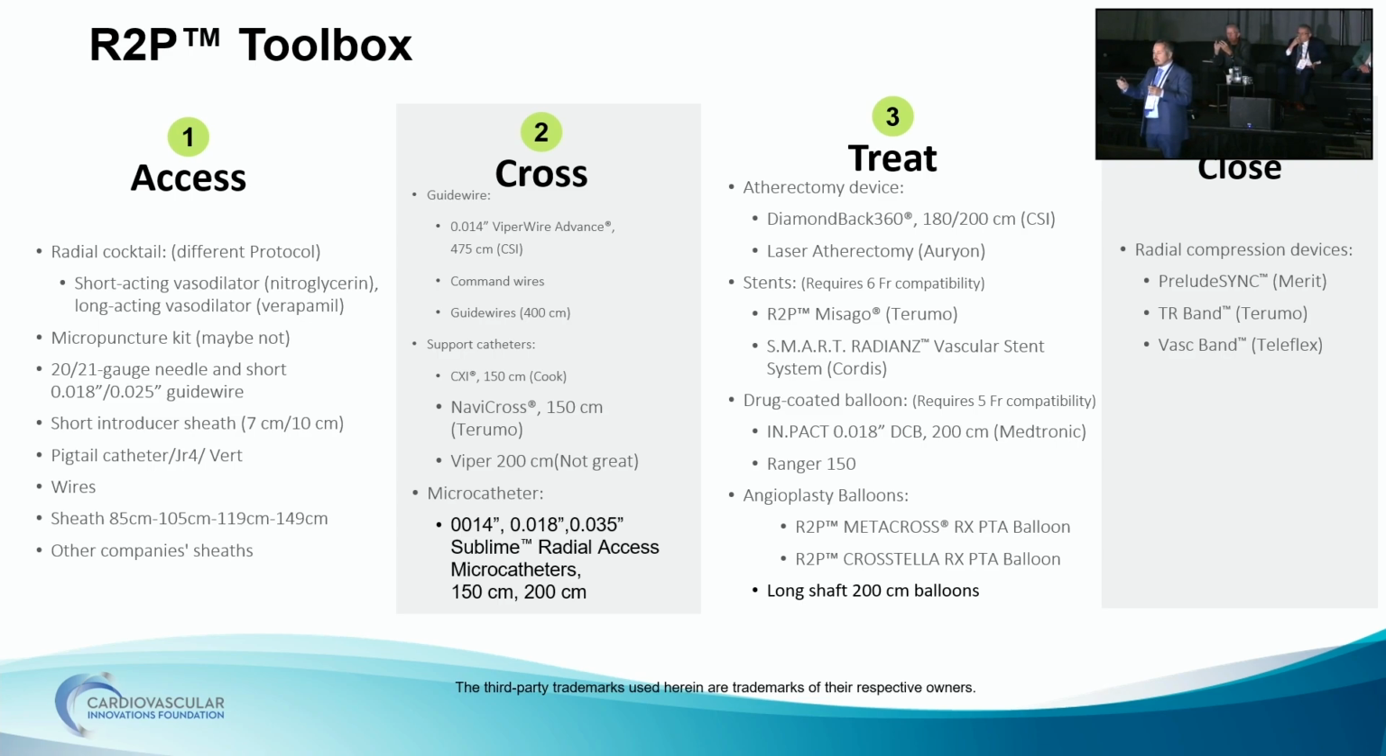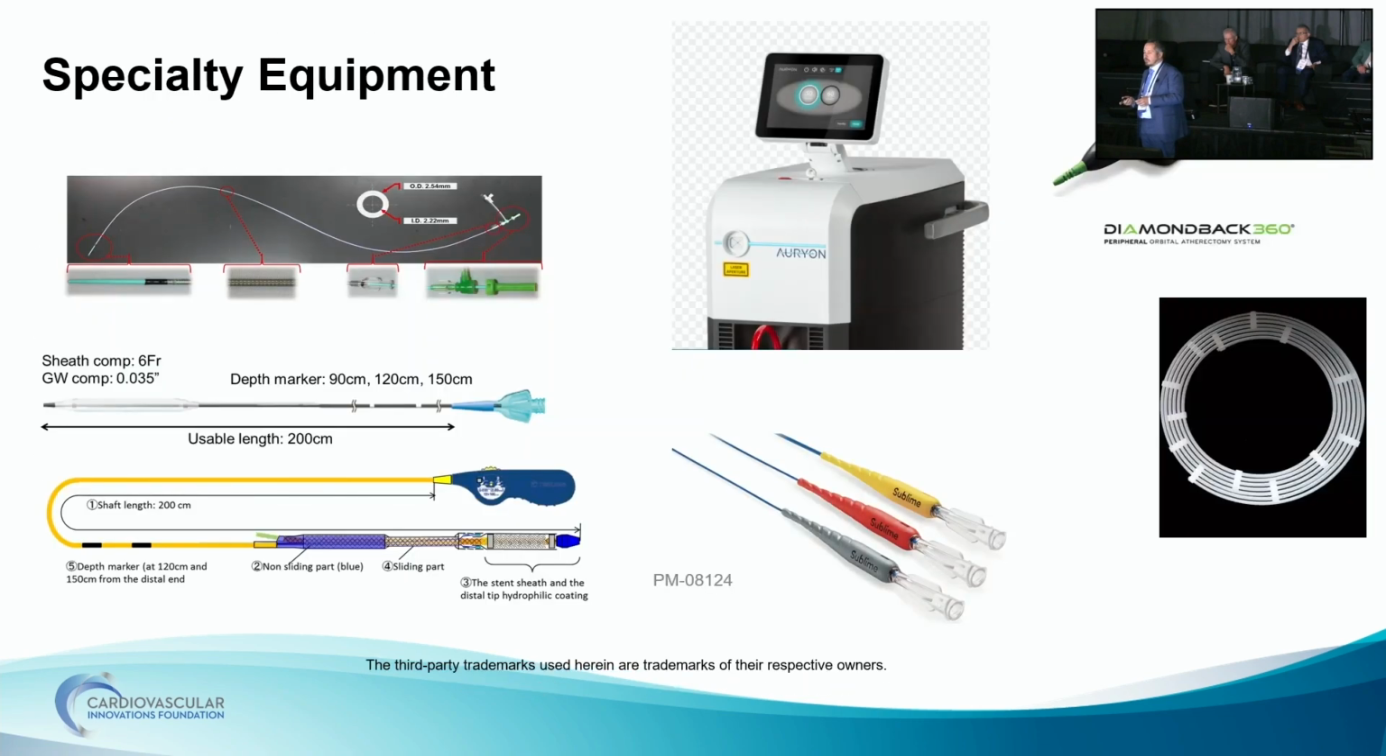But if you really want to open that program in your lab, you can't just use the product that you have. So from the access side, the crossing devices, then the long wire, the long microcatheter, to the treatment. As I said, atherectomy, CSI, and Diamondback were the first atherectomy available. Now we have the Ariane laser. From angioplasty, we have 3 different companies with different balloons. So it's really important to have those products before you start tackling. This is just examples of those products.